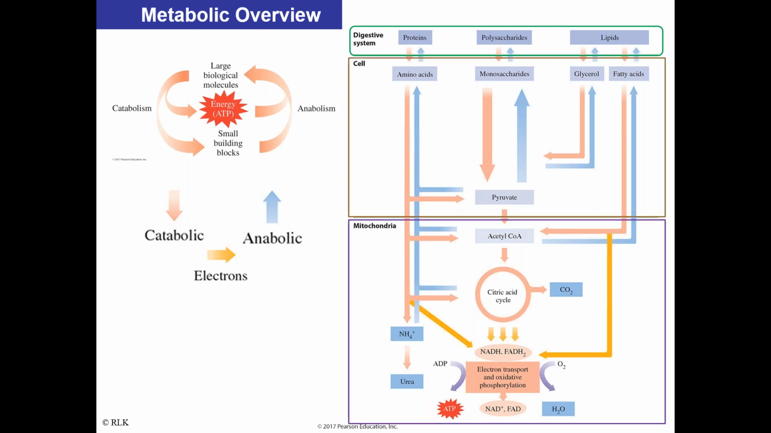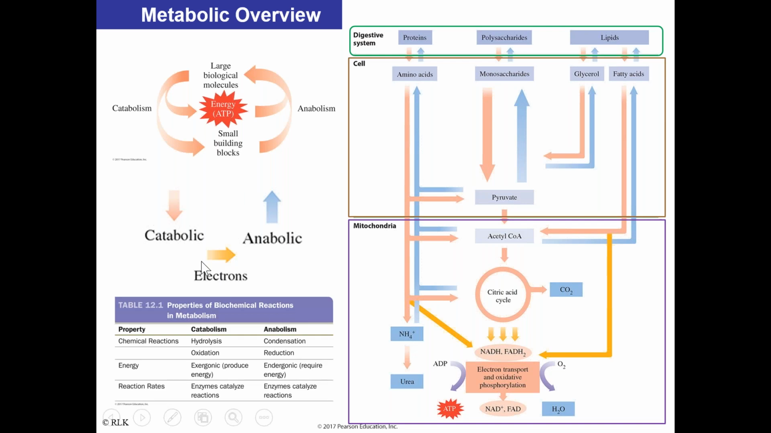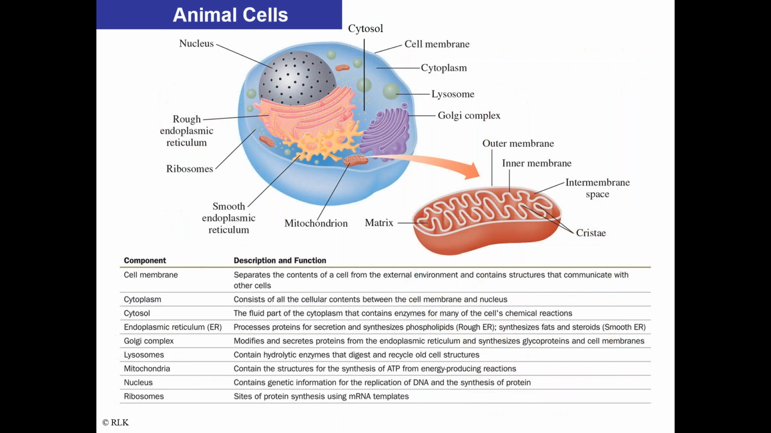Okay, so digestive system, cell, and mitochondria, and from your book, there's a table that talks about the different properties. Again, we're going to be talking about hydrolysis and condensation. You guys are going to become very familiar with that again. I know that goes back to chapter 5 material, but it never goes away, because if we're going to deal with that electron transfer, of course, we're going to be dealing with redox situations then.